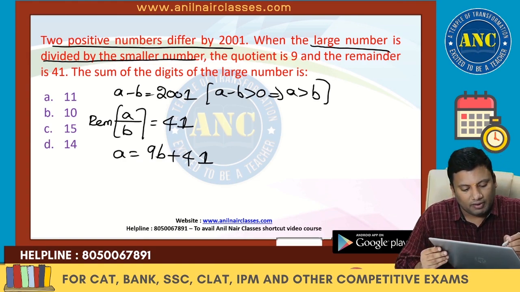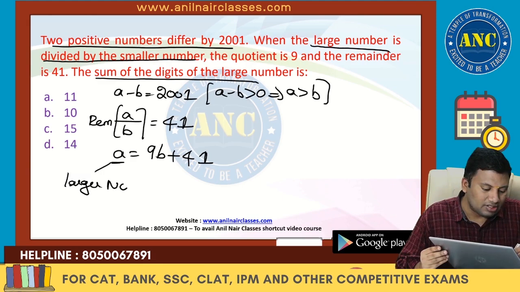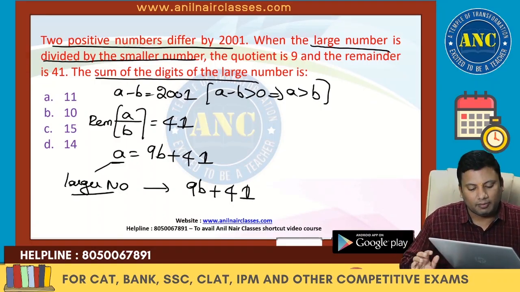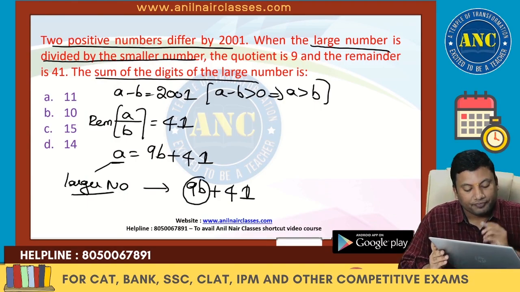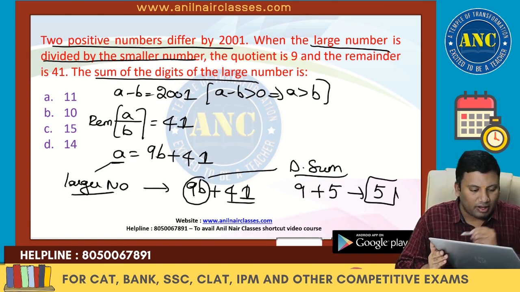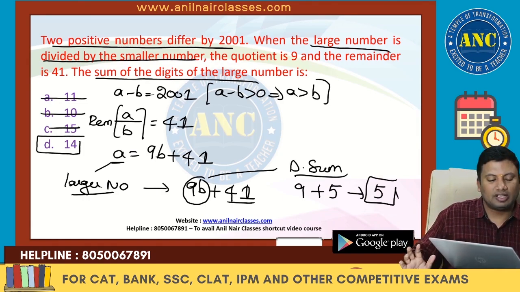What is the sum of the digits of the larger number? Larger number is nothing but A. So sum of 9B plus 41. Any number multiplied by 9, digital sum will be 9. 41 digital sum is 5. 9 plus 5, 14. 1 plus 4, 5. Answer digital sum should be 5. So option is nothing but D.